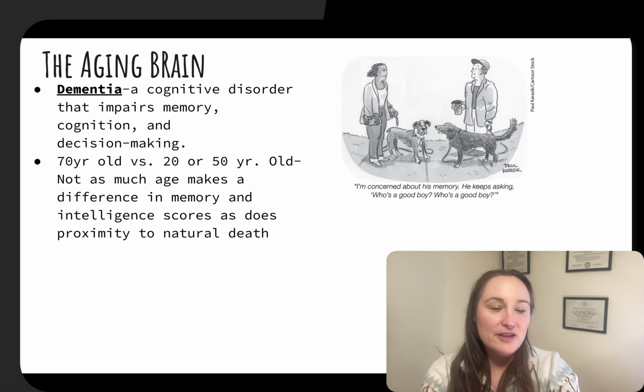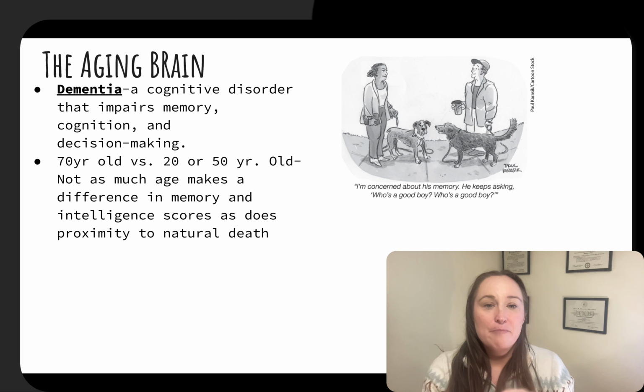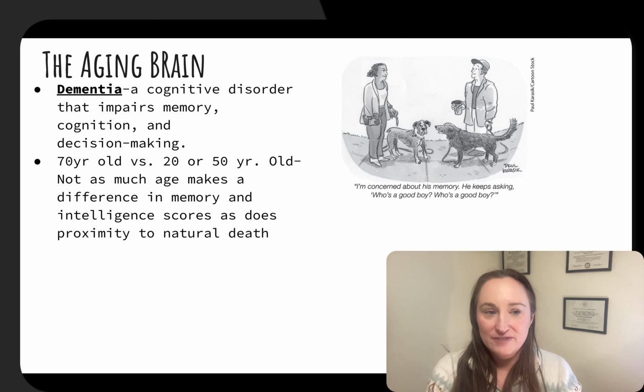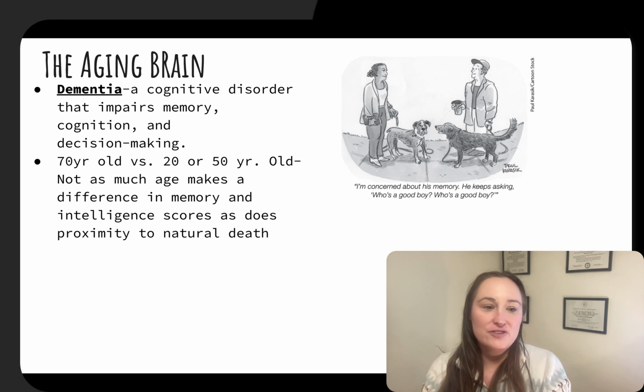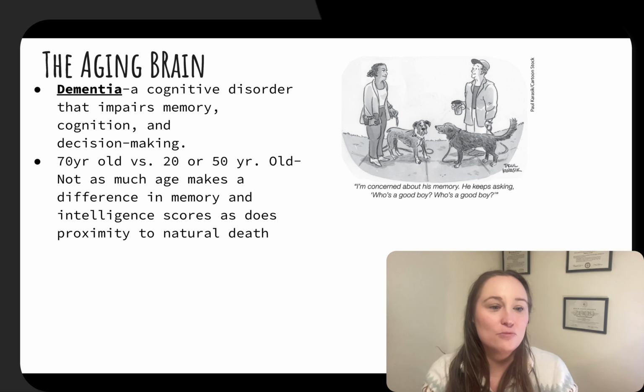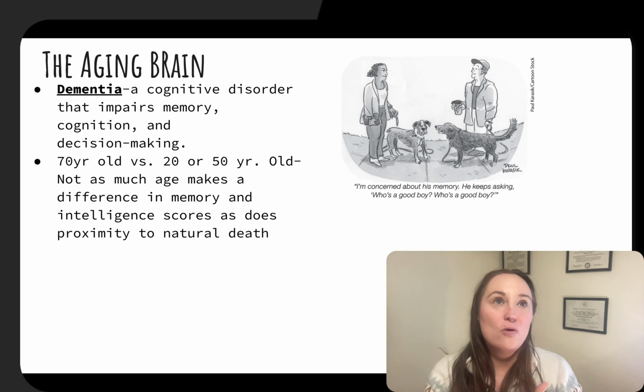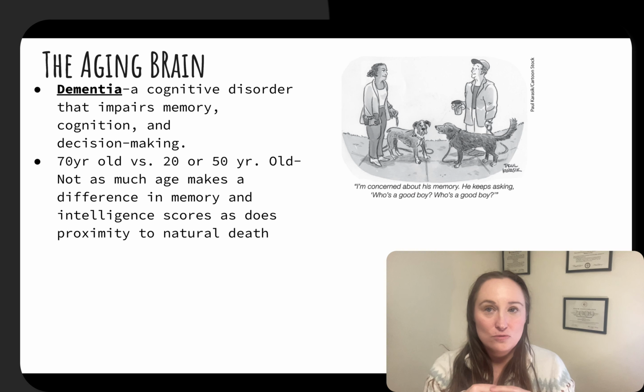When we look at dementia, this is an umbrella term. There are different types of dementia, but it's a particular cognitive disorder. This is not what everyone experiences. The numbers are growing, but this is not the typical development in 70 plus years old. When we look at a 70-year-old, a 20-year-old, a 50-year-old, it's not as much age that can make a difference with your memory and ability to do an intelligence test. It is how close the person is to their natural death. Meaning if this person is going to die in the next 1 to 3 years, you're going to see a stronger cognitive decline, regardless of age.